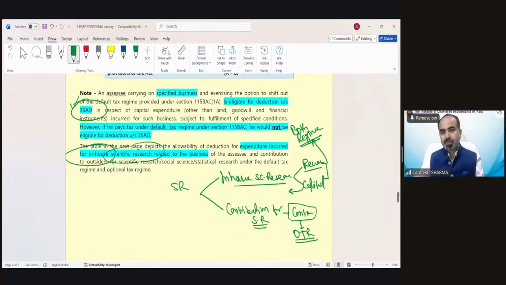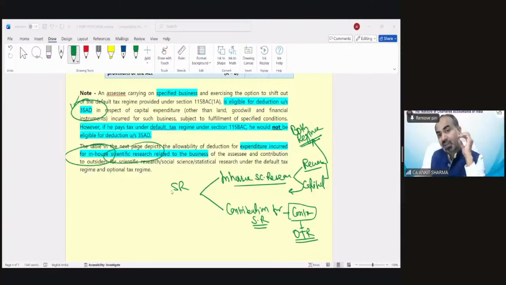Let me see. Somebody answered it. Almas said land, correct. Kushi is saying purchase of land, very good. Lokesh is saying land, very good. Exactly. So excluding land, we can claim all capital expenditure under both regimes.